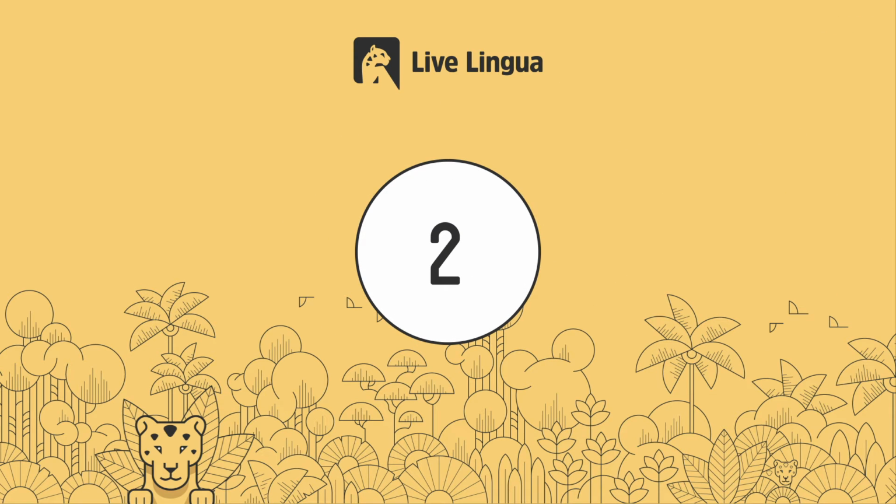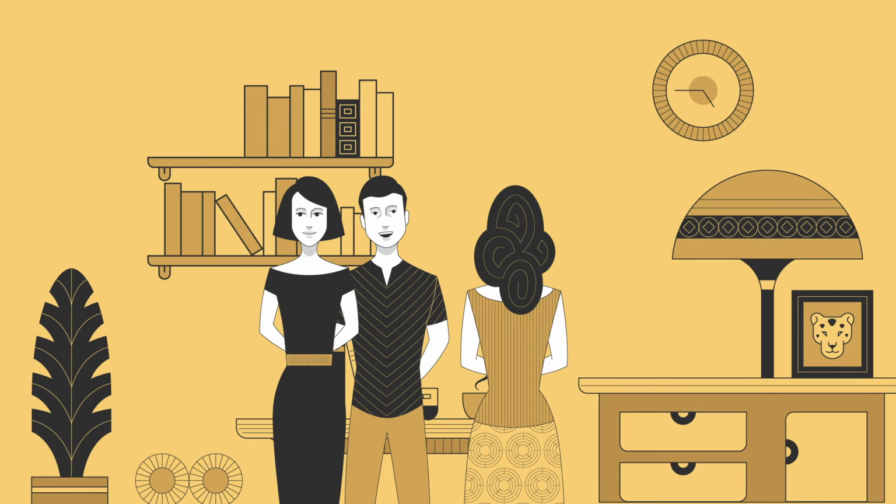Number 2. Número dos. You and your spouse have been asked if you like living in Chile. Answer for the both of you.